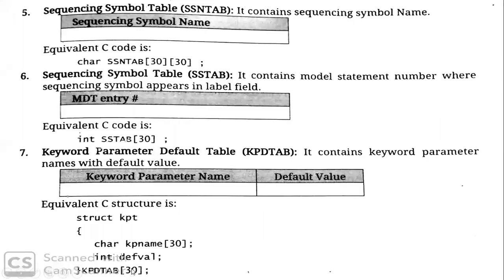Then the next thing is the sequencing symbol table. It contains the sequencing symbol name. We use this particular table. In the sequencing symbol table, the sequencing symbol name will be stored, and here the sequencing symbol table contains the model statement where the sequencing symbol appears in the label field.